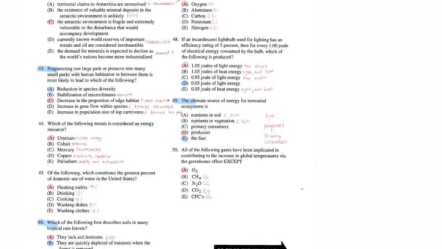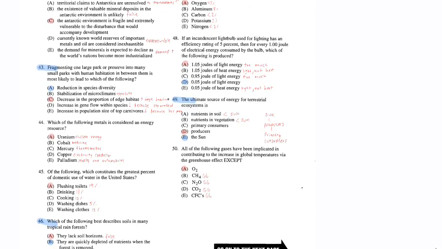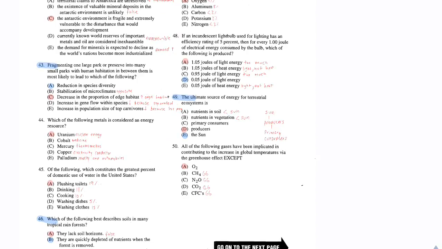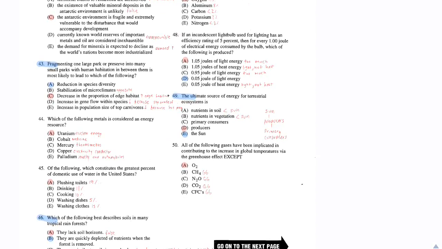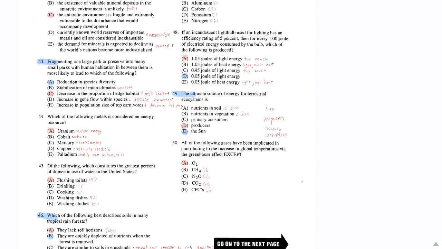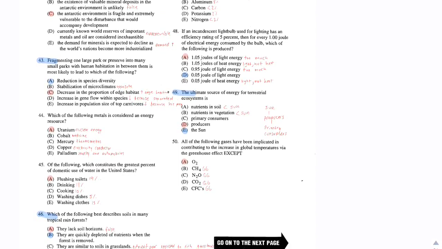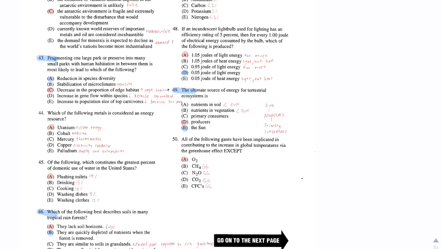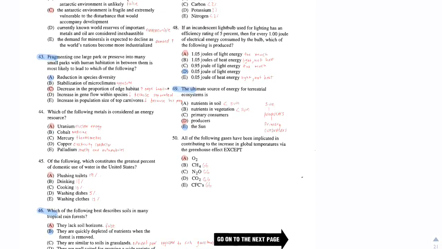Number 45, of the following, which constitutes the greatest percent of domestic use of water in the United States? It would be A, flushing toilets, because it is at 19%. Option B, drinking is at 11%. C, cooking is at 10%. D, washing dishes is at 5%. And E, washing clothes is at 15%.